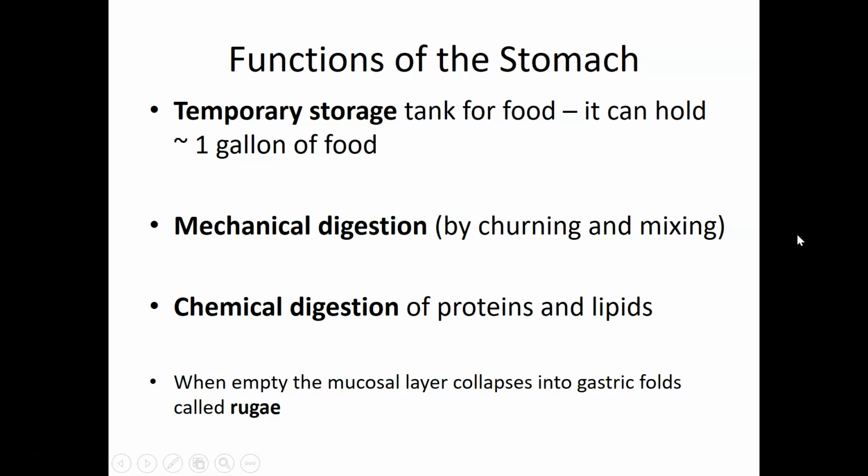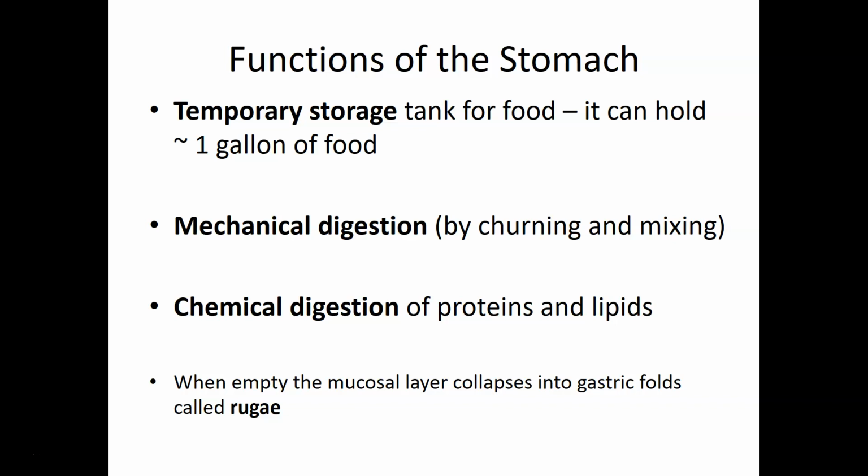What are the main functions of the stomach? They're listed here. 3 main functions. One is it's a temporary storage place for food. So the stomach is very expandable, and it can hold up to a gallon of food. And this is approaching a 2-liter bottle, if you think about it. You probably know this. When you eat a large meal, you can sort of feel the expansion in your abdominal cavity, and that's one of the main functions.